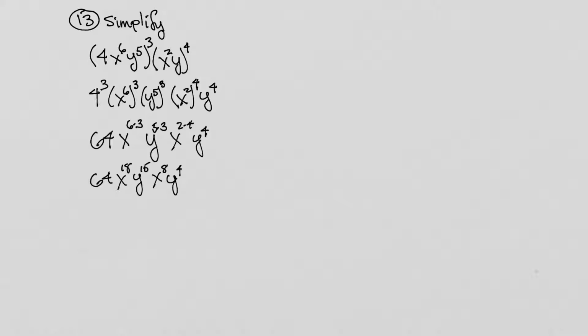And now we've got a multiplication, right? We're multiplying these x's, so we're going to add those exponents. We're multiplying the y, so we're going to add those exponents. So this will give us 64 x to the 18 plus 8, right? This 18 plus that 8, and y to the 15 plus 4. Make sense? 15 and the 4. So let's finish it off. We're going to get 64 x to the 26th, y to the 19th.